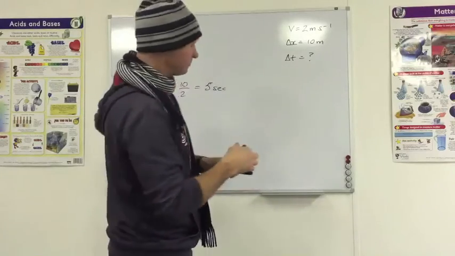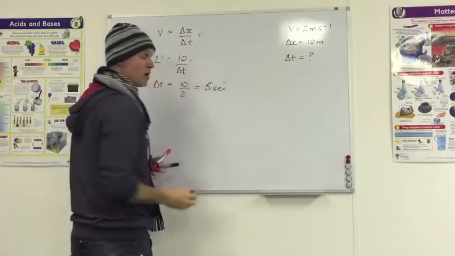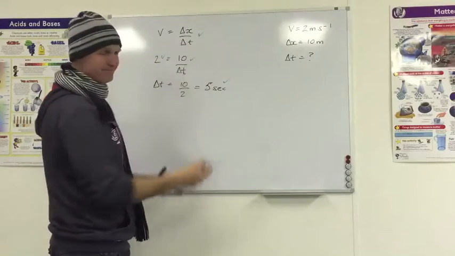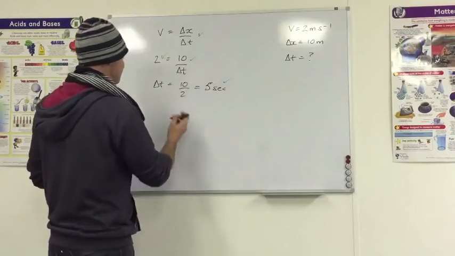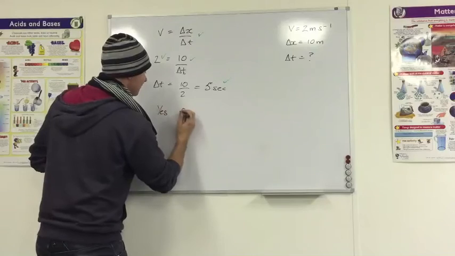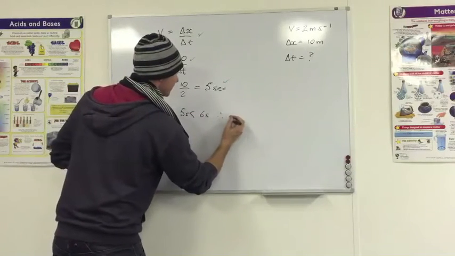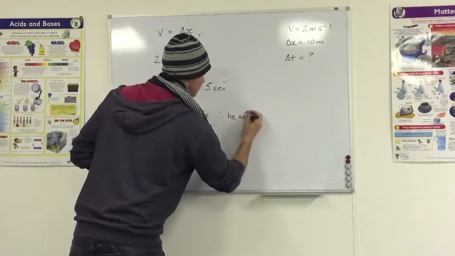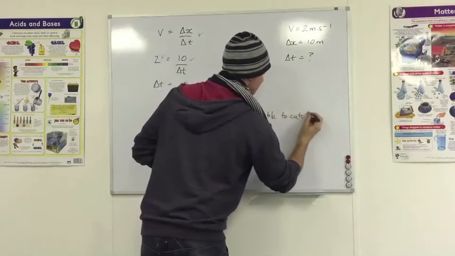For your interest, here are the marks. 1, 2, 3, 4 marks out of 5 already, just for that. Okay, and then the last thing you need to get that 5th mark is just to say, yes, 5 is less than 6. 5 seconds is less than 6 seconds. Therefore, he will be able to catch it.